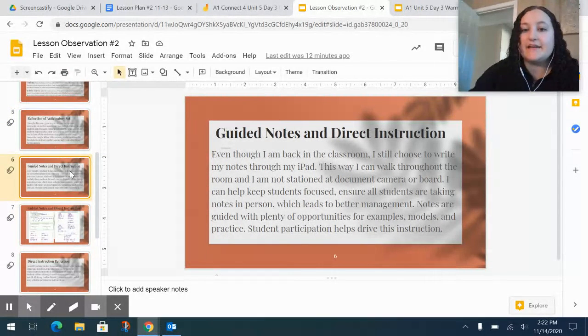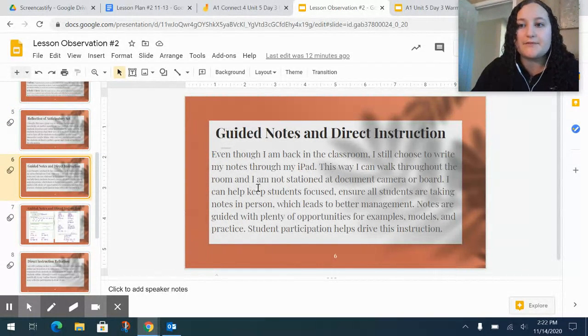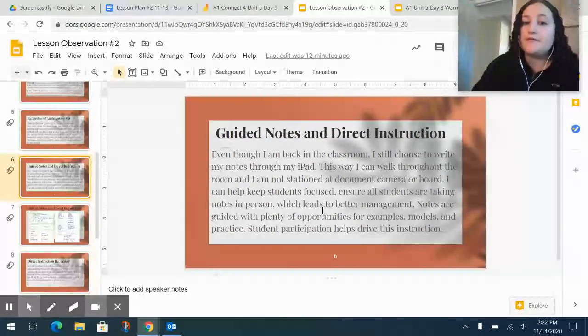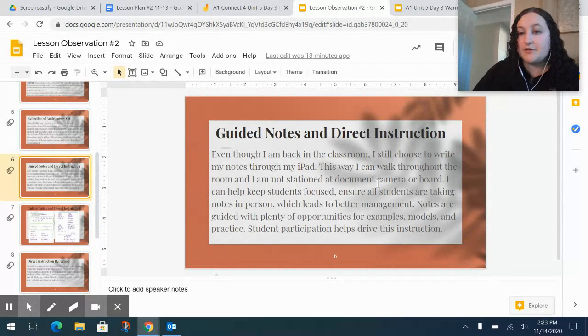So next we move on to guided notes and direct instruction. And I've talked about this in my previous lesson. And I actually still, even though I'm back in the classroom, I still choose to write my notes through my iPad. So I share the screen on my iPad and I use Notability to write my notes. And this way, as I'm in person, I can walk around the room and I'm not so stationed in front of a document camera or the whiteboard. Being able to walk around helps keep students focused. I can make sure they're all taking notes, and it just overall leads to better classroom management.